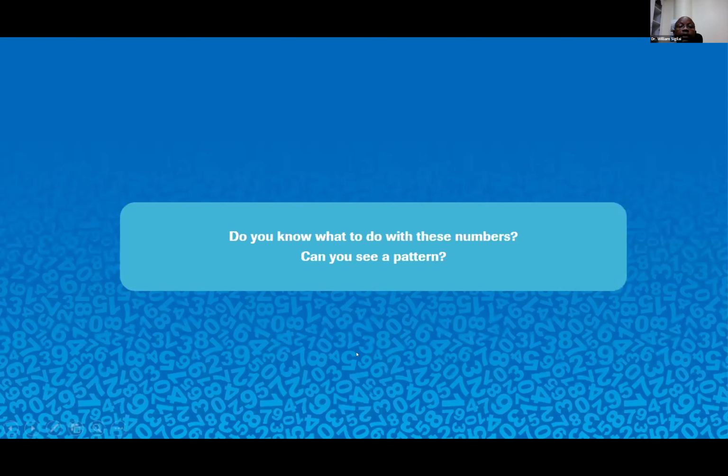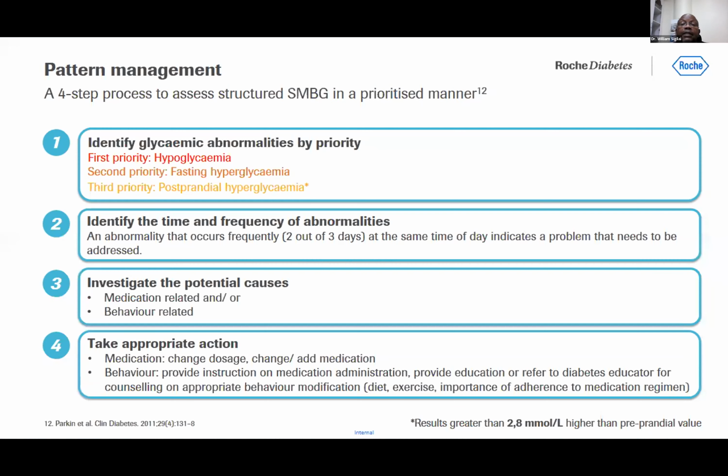So there's a question here. Do you know what to do with these numbers? Can you see the patterns? Some patients' books may look like this, full of numbers that are arranged such that they're completely meaningless to the patient. Yet this is the important question: what's the meaning of the numbers that you have provided me with? So it calls for patience in order to explain to the patient what the numbers are that they have brought on the day of the clinic.